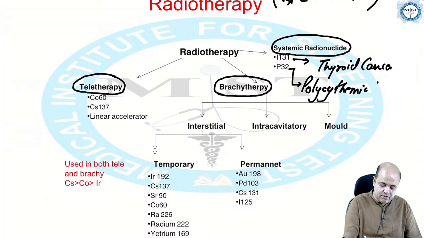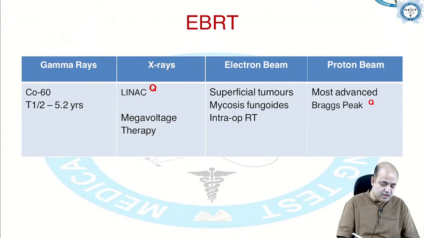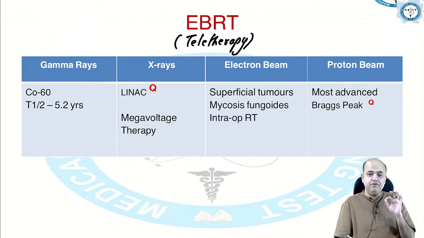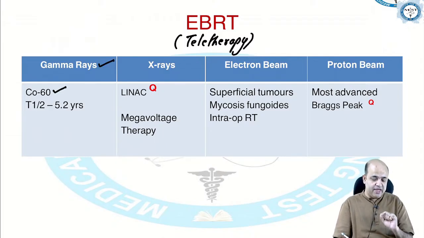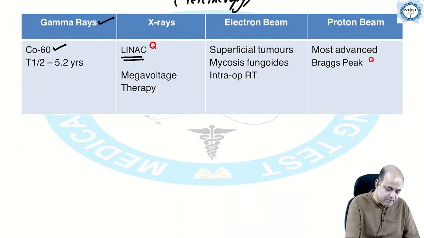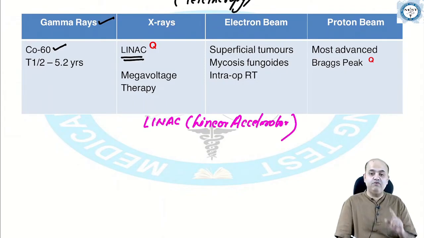What are the different forms of teletherapy? External beam radiotherapy is nothing but teletherapy. Teletherapy can be done with cobalt 60 that uses gamma rays, or it can be done with X-rays which uses the LINAC. LINAC stands for linear accelerator. It is a type of X-ray tube.